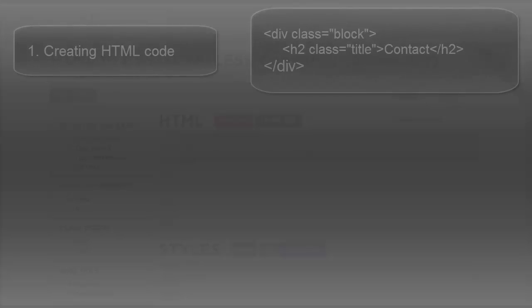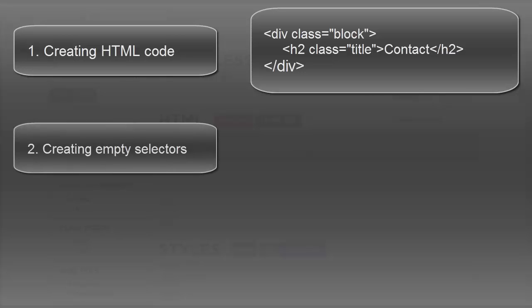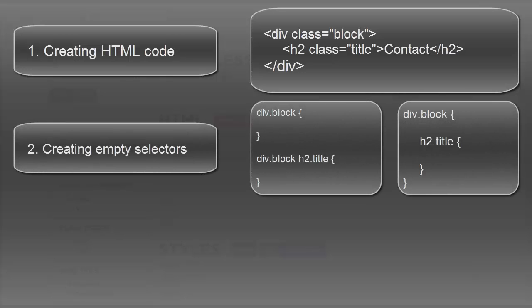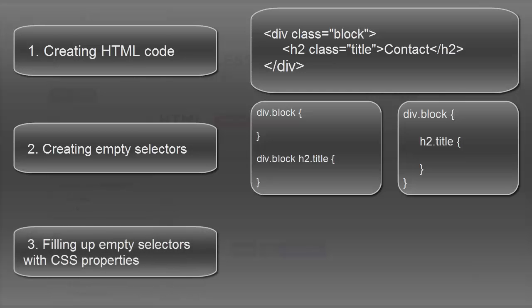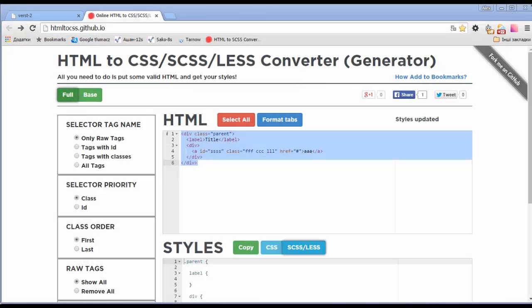I'm gonna show you how to speed up and simplify HTML and CSS work using my online converter. I usually divide any HTML and CSS work into three steps. First step is creating HTML code. The second step is creating empty CSS or Sass selectors that describe our HTML code. And third step is filling up our selectors with CSS properties. And in this video I'm gonna show you how to speed up the second step.